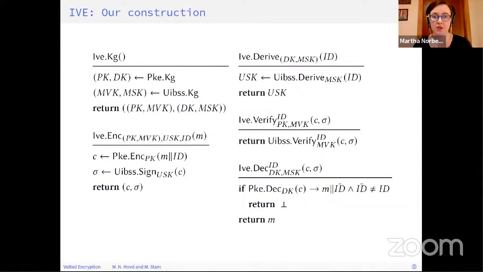And given this primitive, then we can construct an IVE, which is an encrypt-and-sign construction with the public key encryption scheme, as well as a unique identity-based signature scheme. And then the security of this construction follows from the properties of the building blocks.